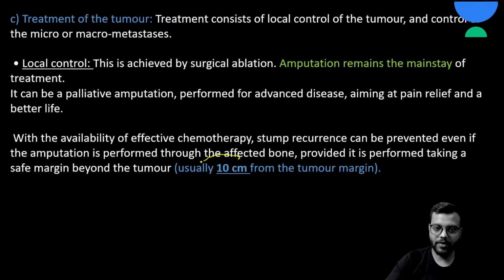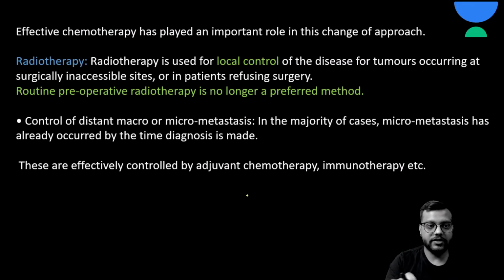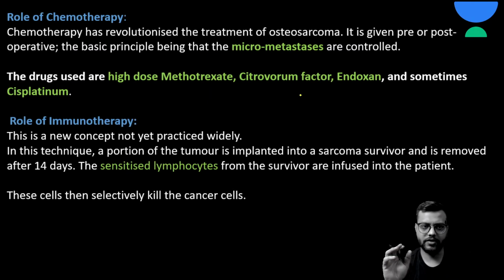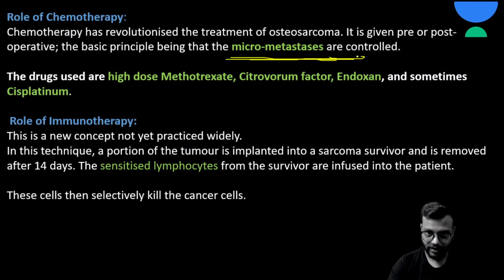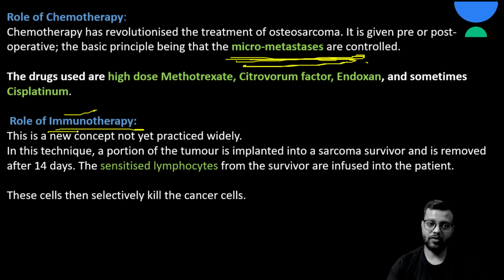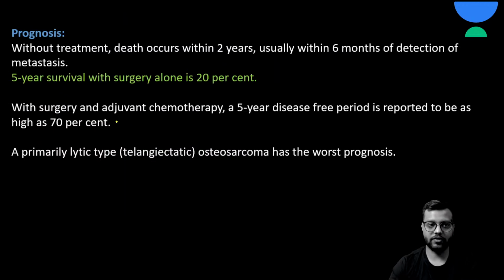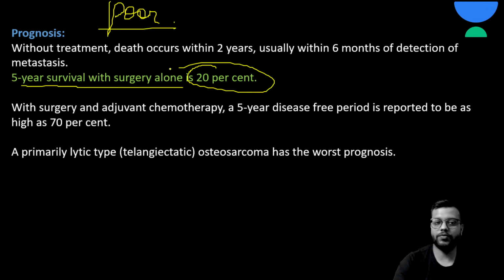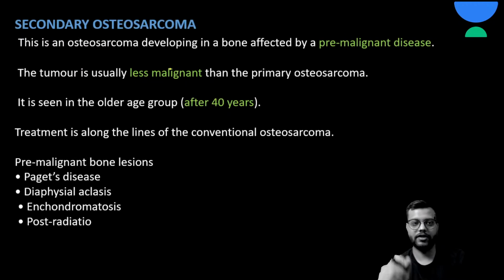And जो आप excision के लिए margin लेते हो, you take a margin of 10 centimeters. Radiotherapy generally local control के लिए होता है, no longer used, but if it is in the vertebral column, that is very rare, radiotherapy is the choice. Chemotherapy अपन ने देखा है skip areas या micro metastasis को रोकने के लिए होता है. Okay, nowadays immunotherapy is also in the trial phase for the osteogenic sarcoma. Prognosis is poor. 5-year survival rate with surgery alone without chemotherapy is just 20%, and with chemotherapy it is 70%.